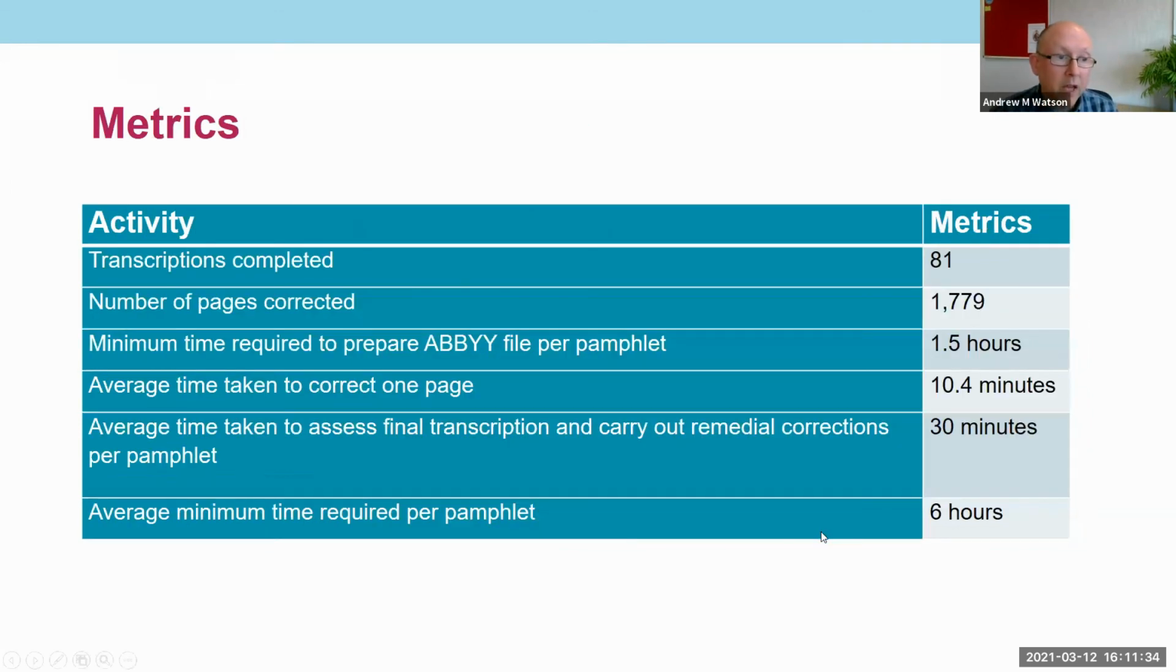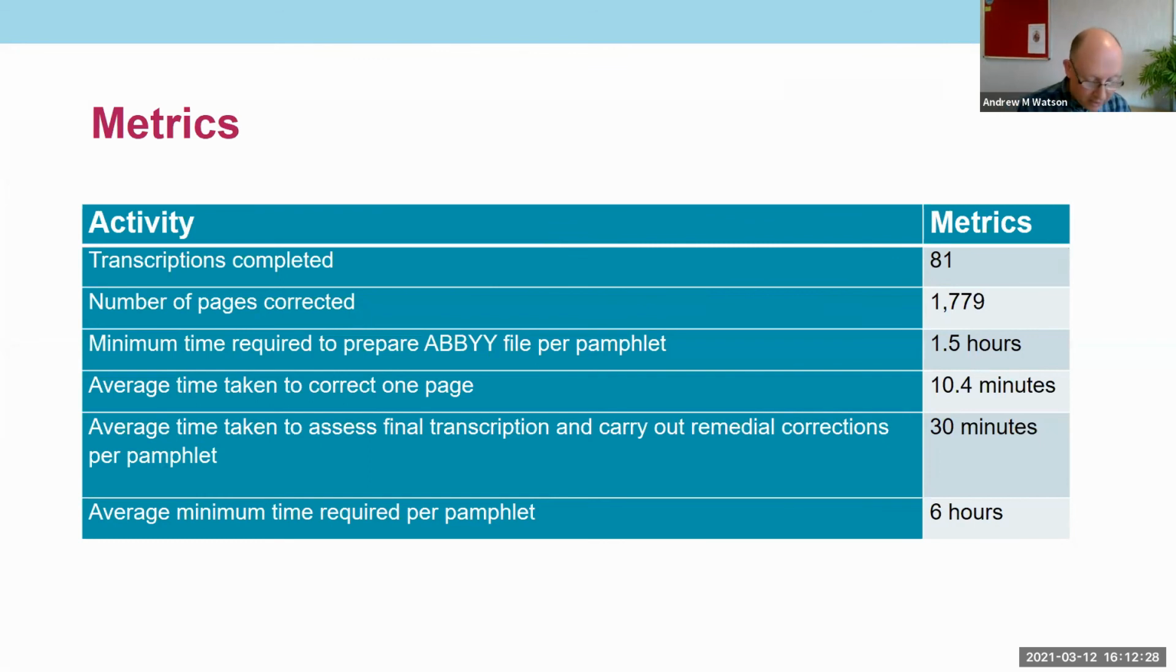So I will finish with a few metrics that we gathered doing the project, which were quite interesting. To start with, you'll see that 81 transcriptions were completed, and we corrected 1,779 pages. It took approximately a minimum of 1.5 hours to correct the Abbyy files for each pamphlet. For the final assessment, the average time per page was approximately 10.4 minutes. And it took about half an hour at the end of the transcription process to assess each page and to carry out any remedial corrections. But a lot of these figures are sort of averages. And so my last metric is the average minimum time taken per pamphlet is 6 hours.